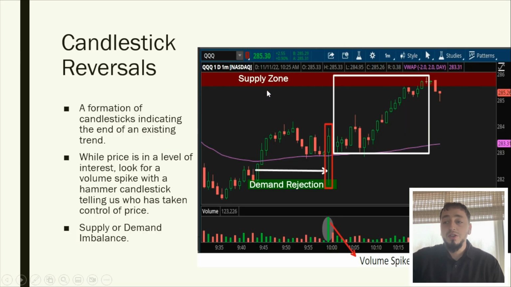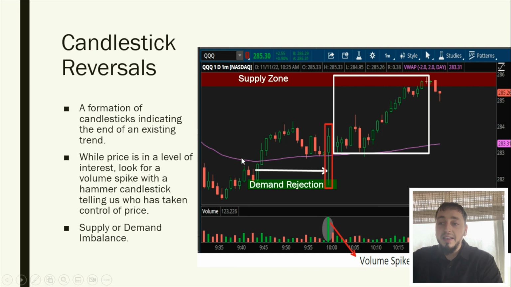So, a candlestick reversal: what it is, how to see it, how to spot it. A candlestick reversal is a formation of candlesticks indicating the end of an existing trend. So basically, while price is in a level of interest, we look for a volume spike with a hammer candlestick telling us who has taken control of the price, who is capturing the supply and demand imbalance. And as you can see in this example here, and we're going to dive into price and volume analysis in lesson 3, so don't worry if you don't understand this. I just wanted to give you a visual.